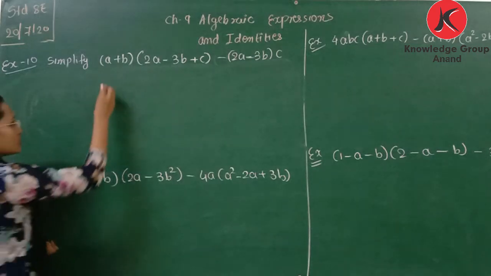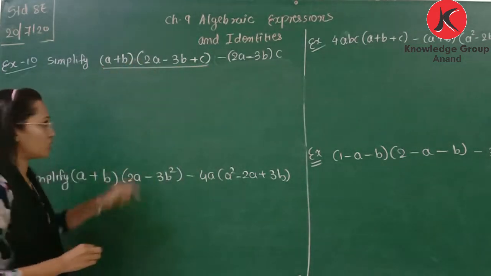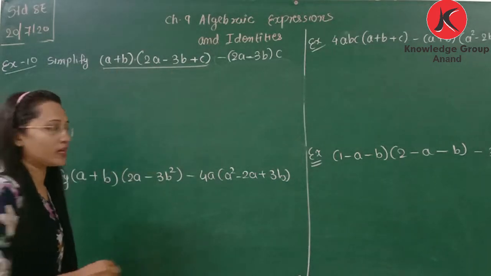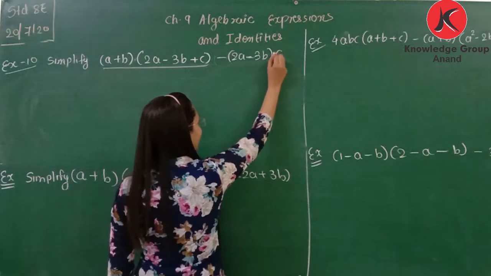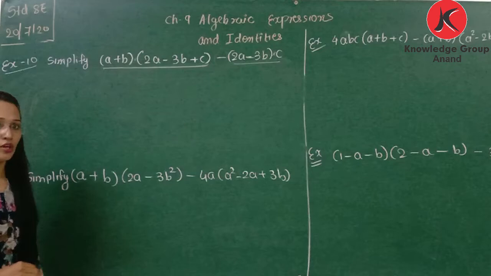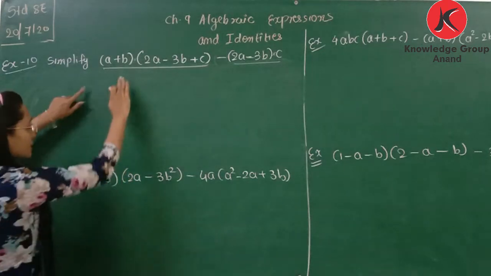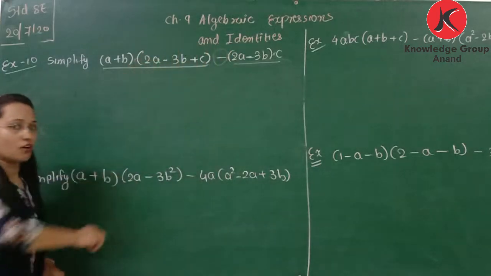Now here it means these two are in multiplication. Okay. Here is a multiplication. Means these two expressions are in multiplication, minus (2a - 3b) multiplied by c. Here c is multiplied with 2a - 3b. So first of all, we will simplify both expressions separately and then perform the subtraction of them.